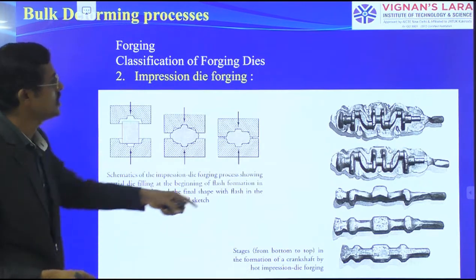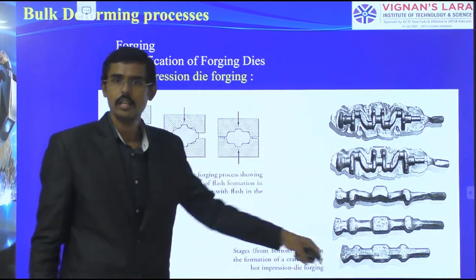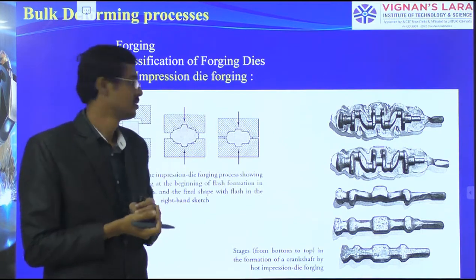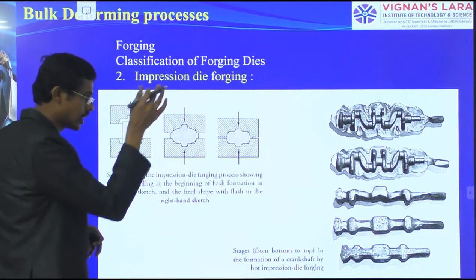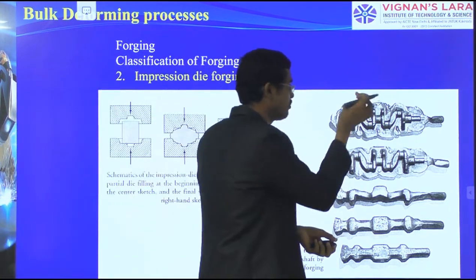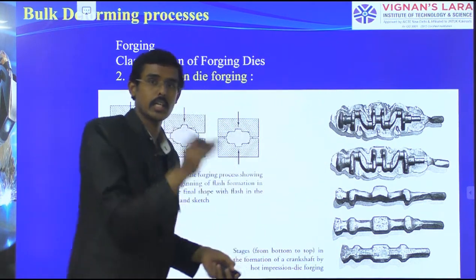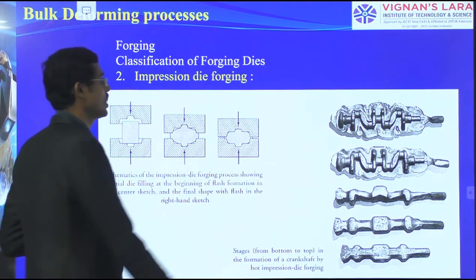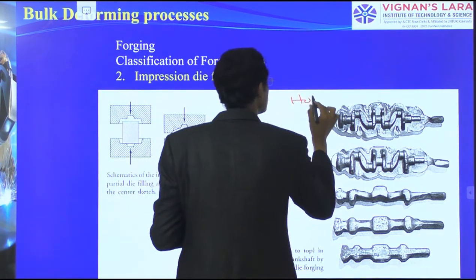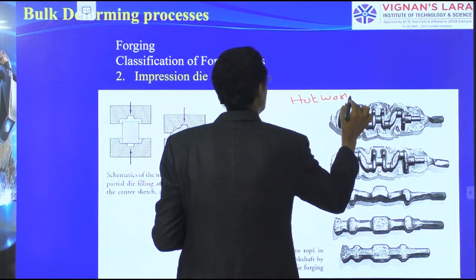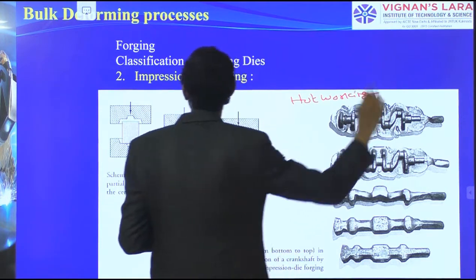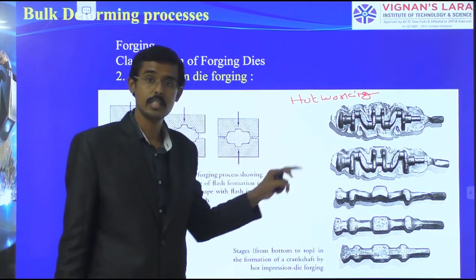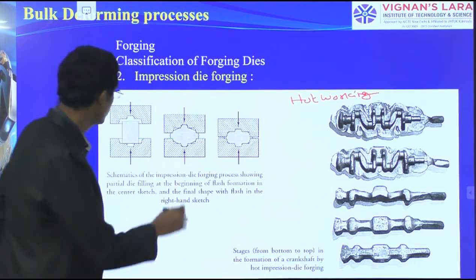How can we tell? See, this is impression. The bottom die and top die have some impressions, some designs. With respect to the design, when it is pressed, the material fills over the workpiece kept there. This can be done under hot working conditions. Hot working conditions are possible.